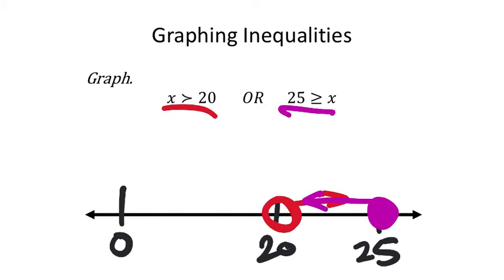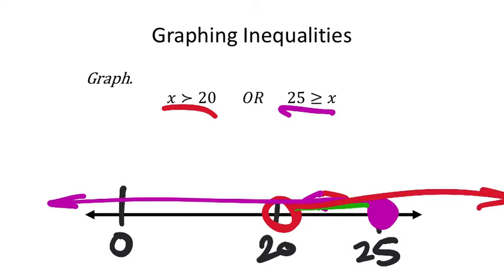I'm going to extend these lines because it is an or statement. And do be careful because sometimes we look at problems like this and it's like they intersect, so it has to be just in between there. No, this is an or statement. So not only does this go all the way to negative infinity on the purple line, but the red line is going to make this go all the way to positive infinity over there, okay?